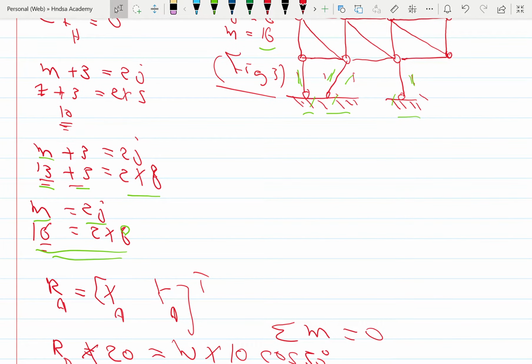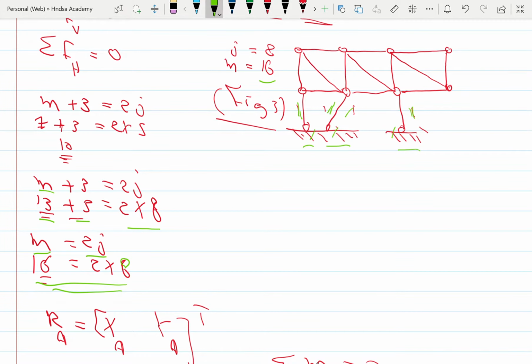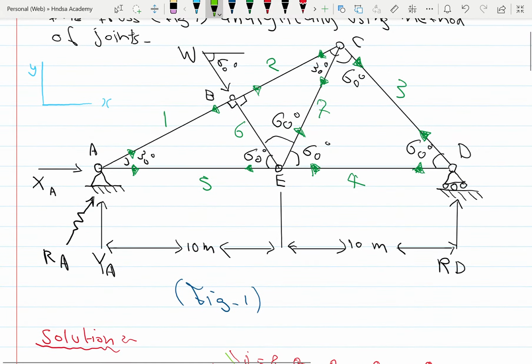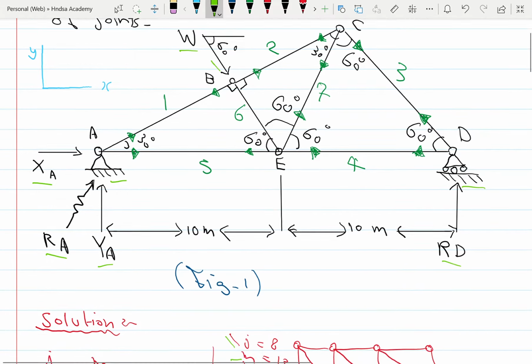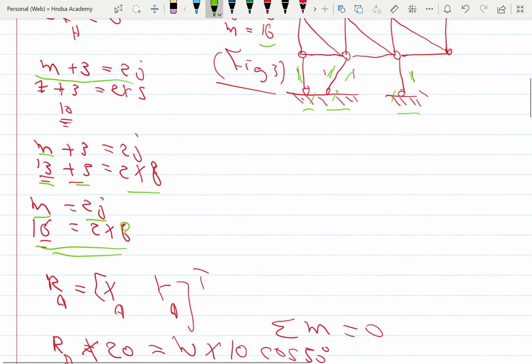Let's go now to our example. In our case, we said m plus 3 equals 2j. The 3 is, especially if you have a truss on a roller like this and a hinge like this one, you will have a vertical reaction like RD, and you have a reaction RA with 2 components, vertical and horizontal. So we need to solve for these 3 before we go and solve for the member forces. And we have here also a force W going downwards in joint B. So let's solve for these reactions.